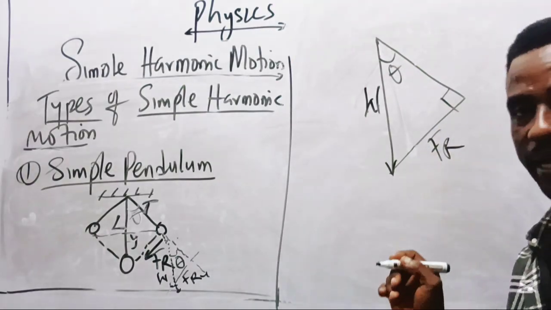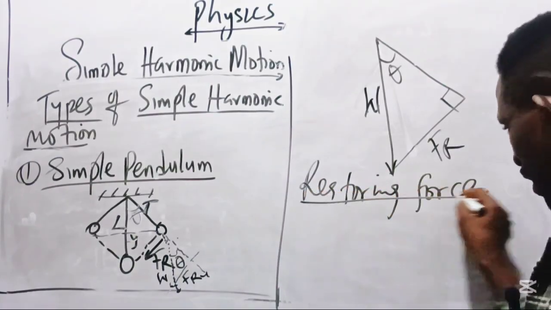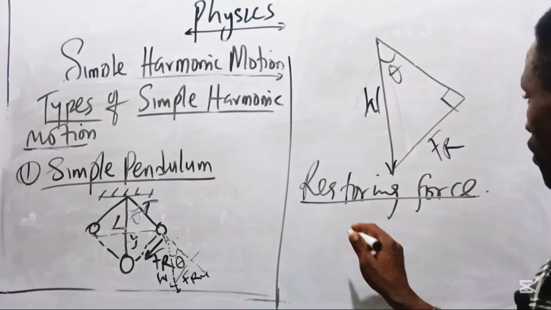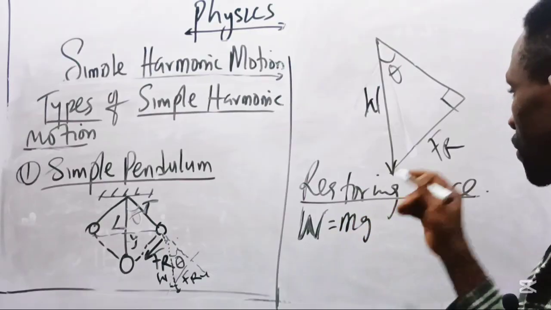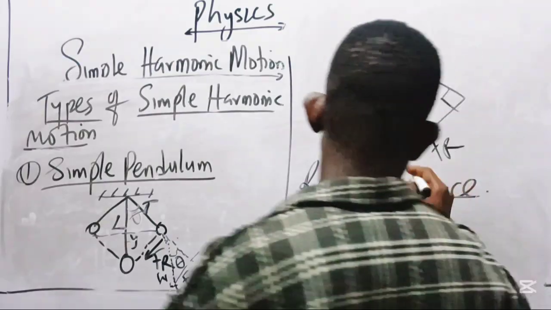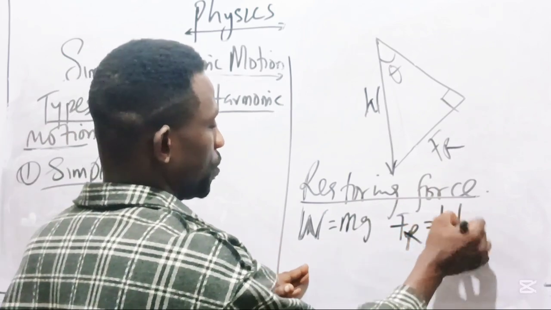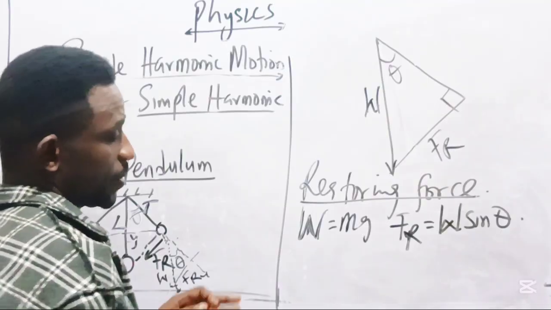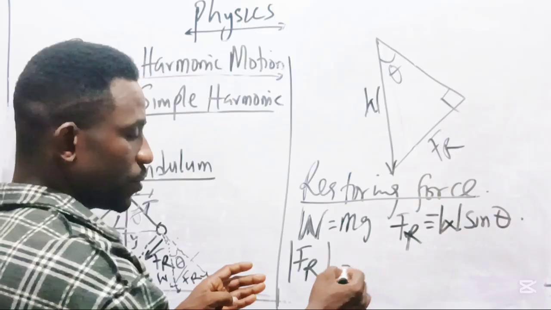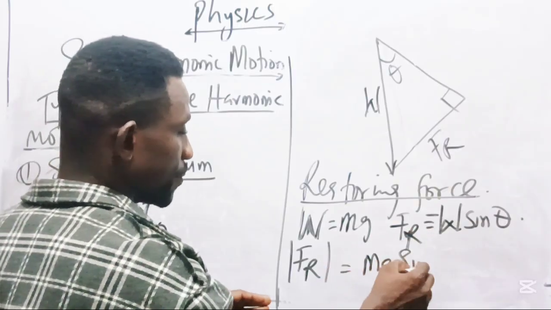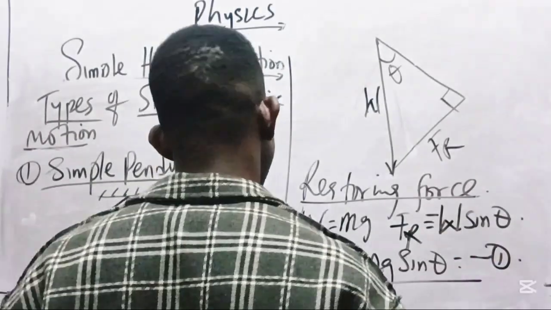Now from here we can actually get the restoring force. That is our problem here. So how do we get the restoring force? This is opposite to theta. So FR, this is W, which will give us mg. Now when we resolve this to this FR, we have that FR is equal to W sine theta. It will be negative because it's restoring. So if FR is the absolute value, we have mg sine theta, taking away the negative sign. So this is the restoring force.